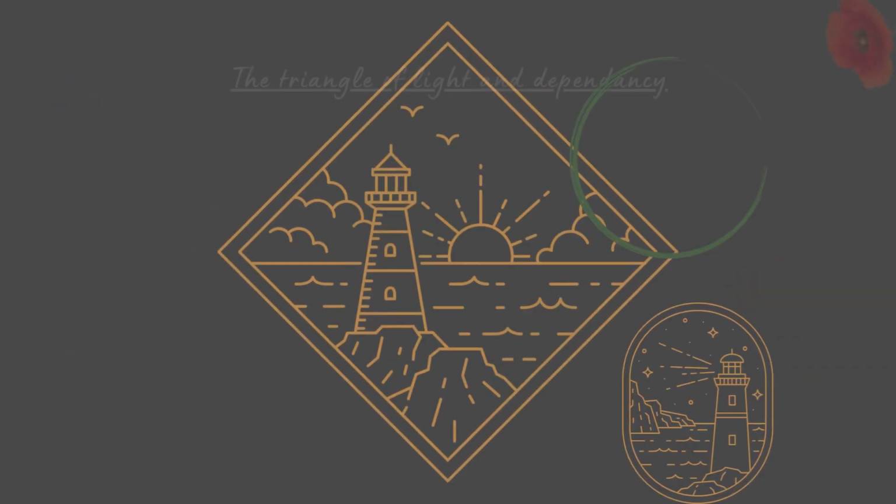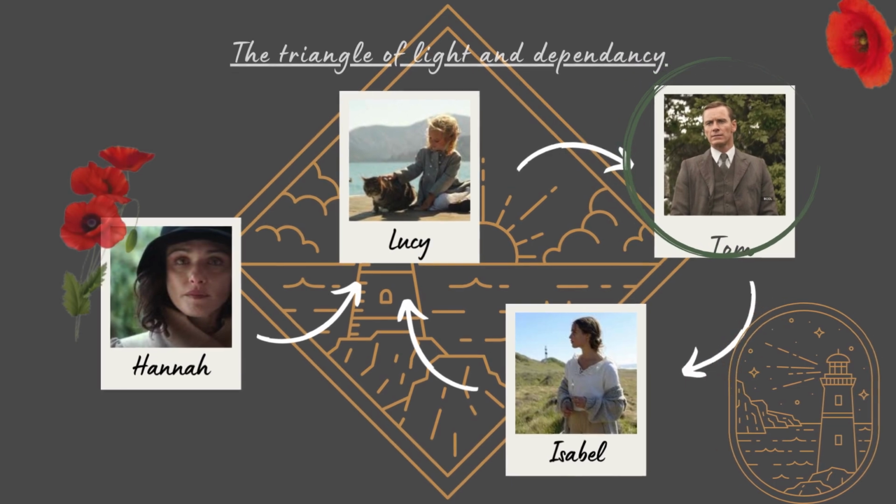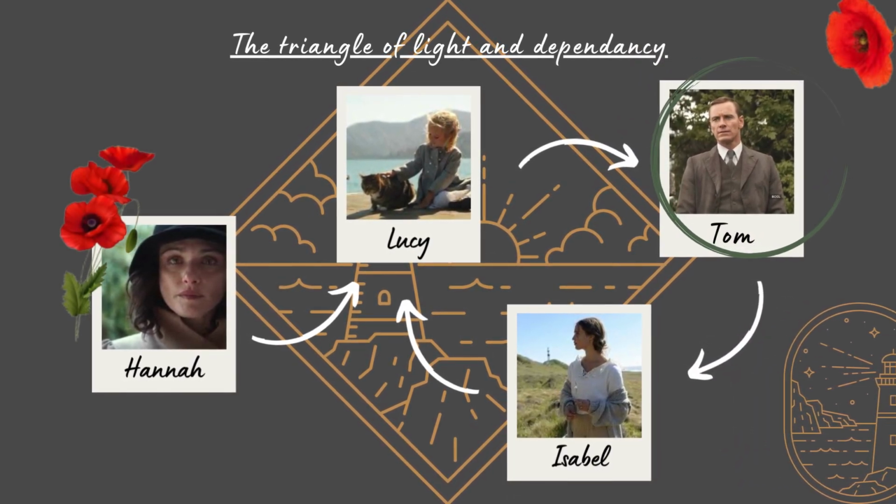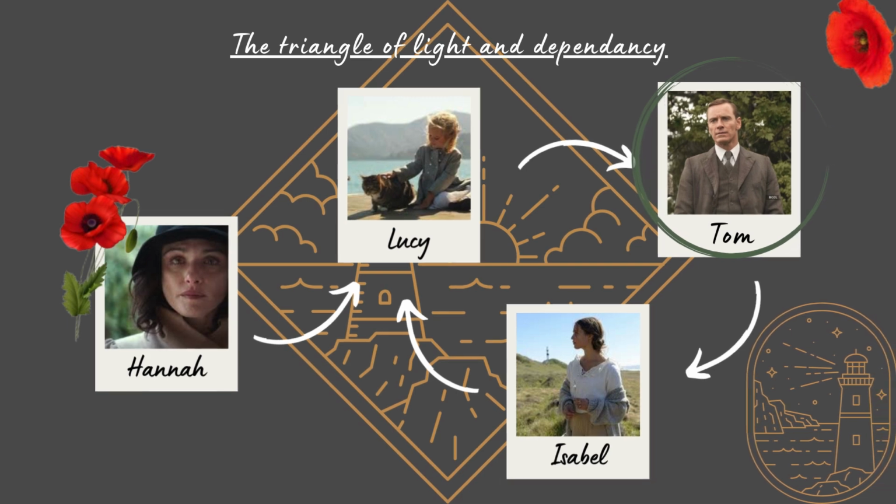As for Tom, he idolizes Isabel. In a way, he is trying to make amends. He blames himself for taking her away from her family and her town to live on Janus Rock.